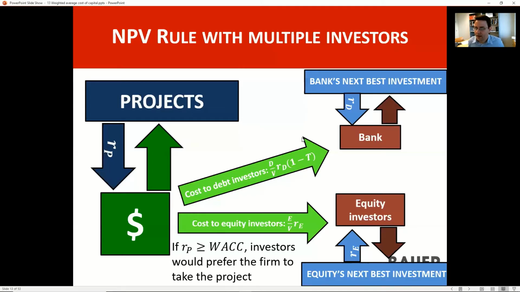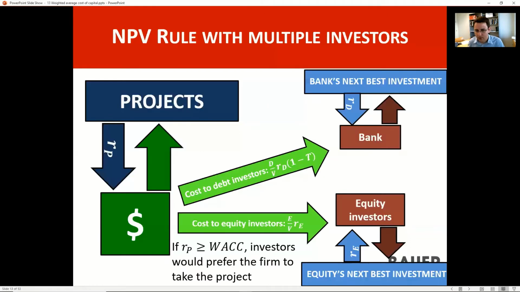Okay, so this is the cost of the firm's capital. We have to pay the bank this, we have to pay the equity holders this. We're going to compare both of these things to the return on the project. And if the project is earning more than these two things together, then it's a good project and we should take it. If not, then it's a bad project.